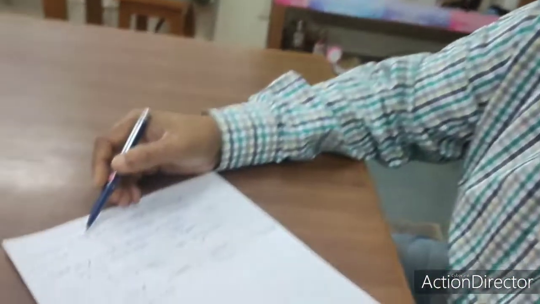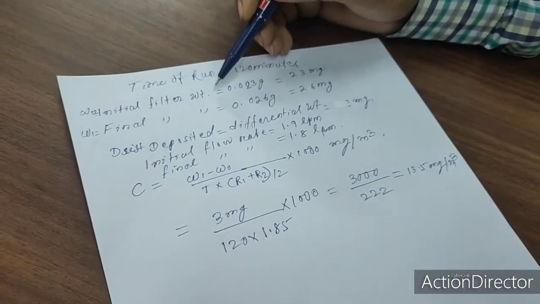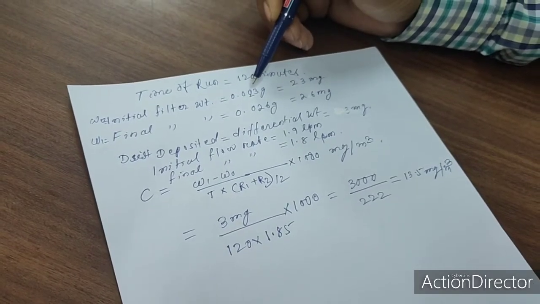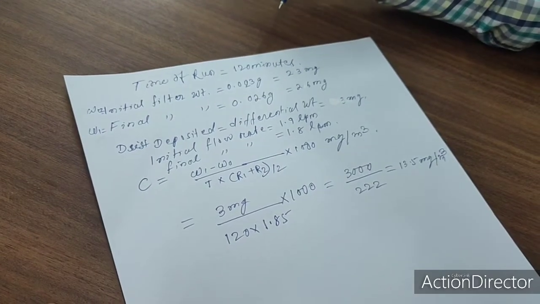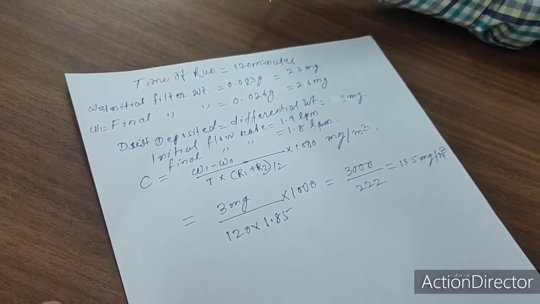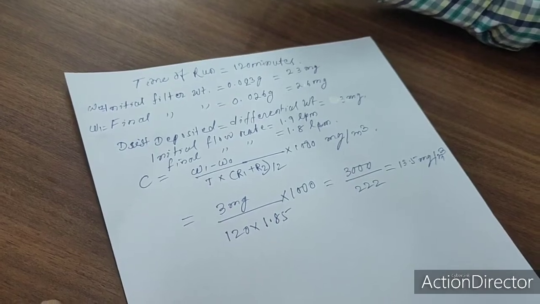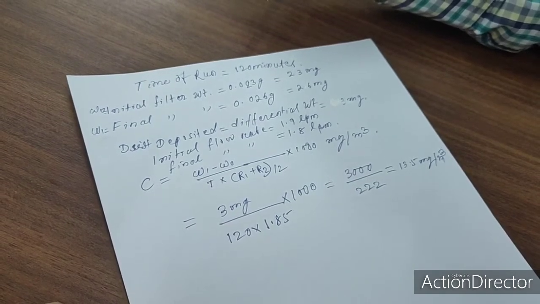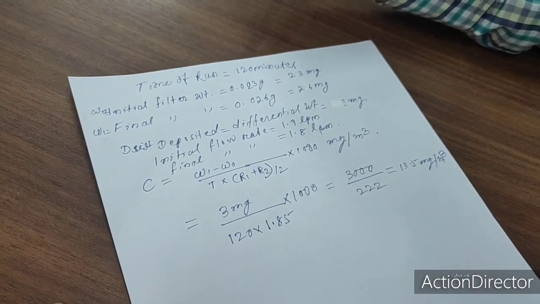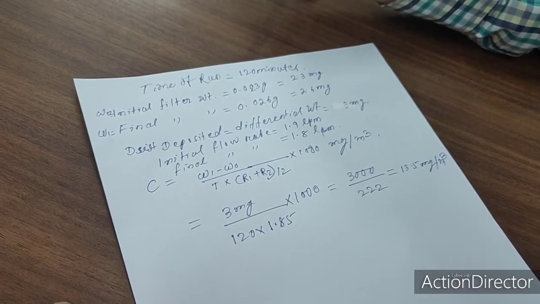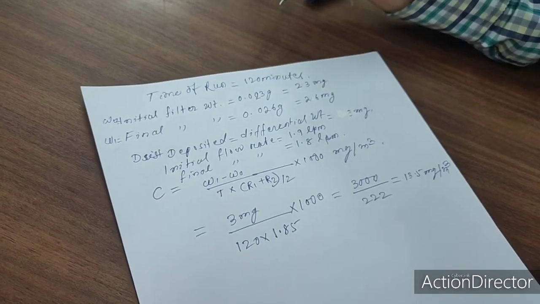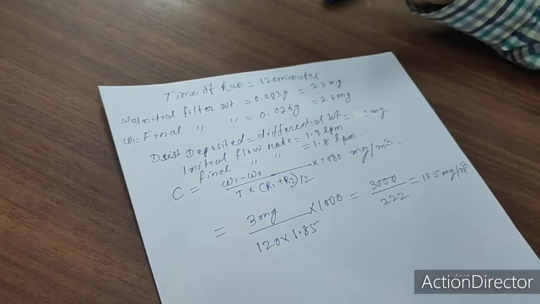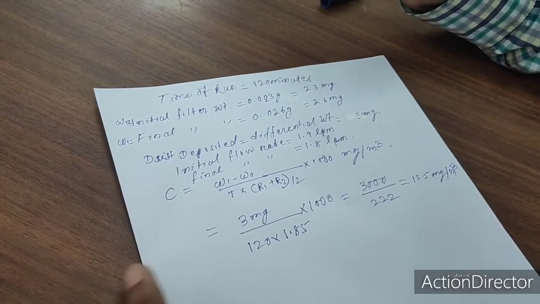Now we will go for the calculation part. Okay, the initial filter weight is 0.023 gram, you convert it to milligram, that is coming 23 milligram. Okay, the final weight of the filter is likely 26 milligram. So the dust deposited on the filter paper, that is the differential weight of the filters, is coming to 3 milligram. So another part is your initial flow rate, that is R1.